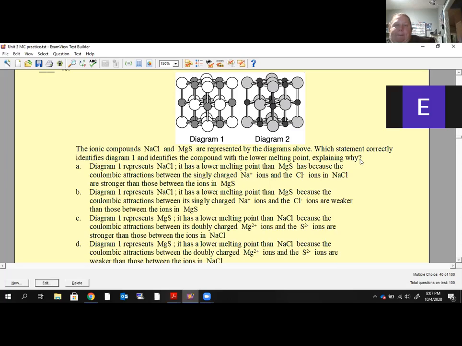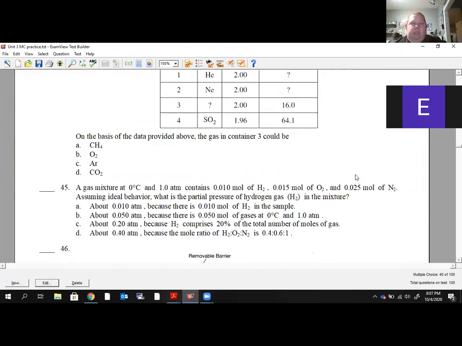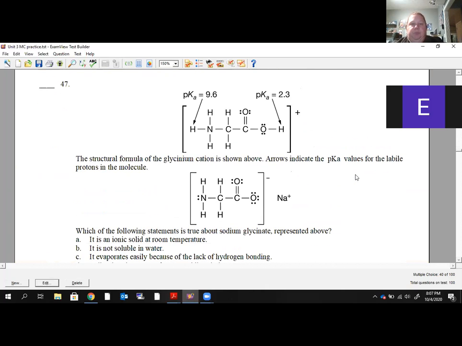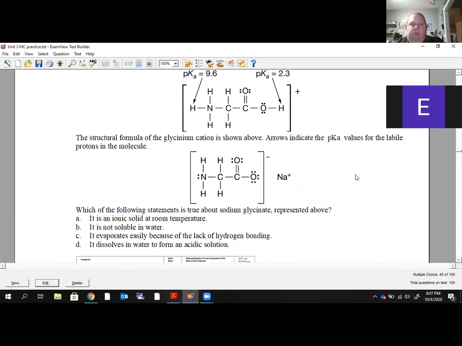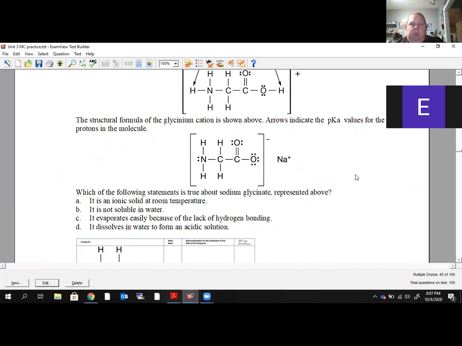And then number 47. Okay. So there's a formula of 1, and there's a formula of sodium glycinate.